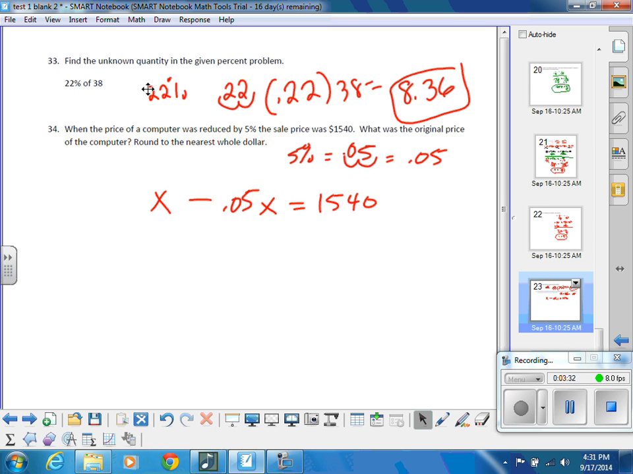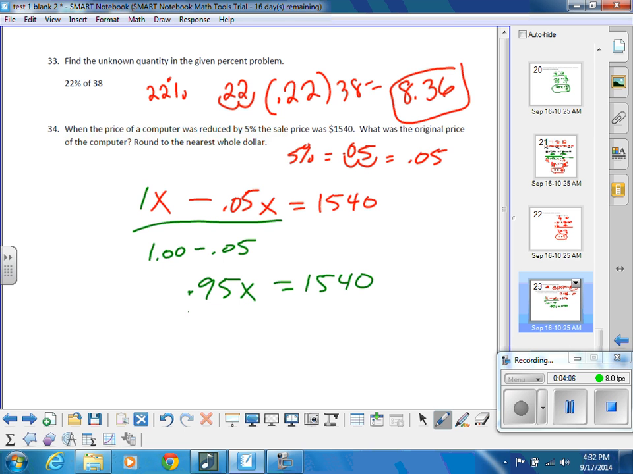Now, I'm looking at this going, what am I going to do with that? Well, it's a lot easier than you think. This is a 1. That's a 0.05. I'm just going to subtract it. It's like 1.00 minus 0.05. It's like if I had $1 and I gave you 5 cents, I'd have 95 cents left over, okay? So this becomes 0.95x. Try it in your calculator. If you're a little confused, that's okay. I don't know what you're thinking, but that's what you get. It's still equal to 1,540.